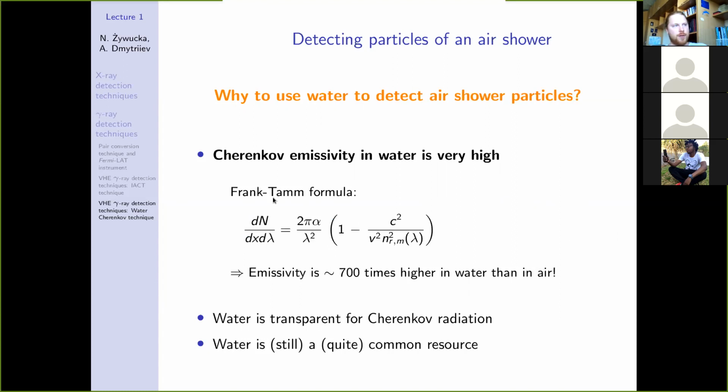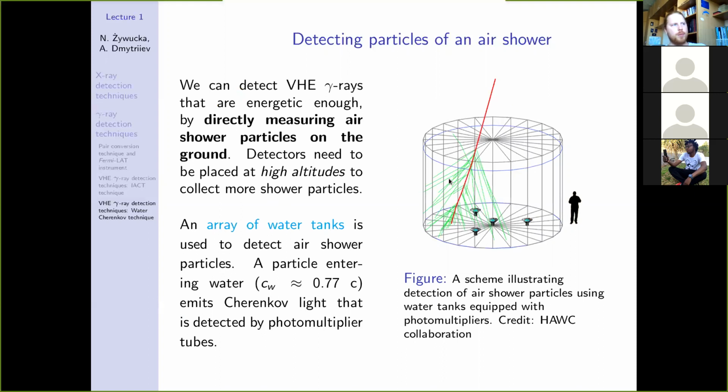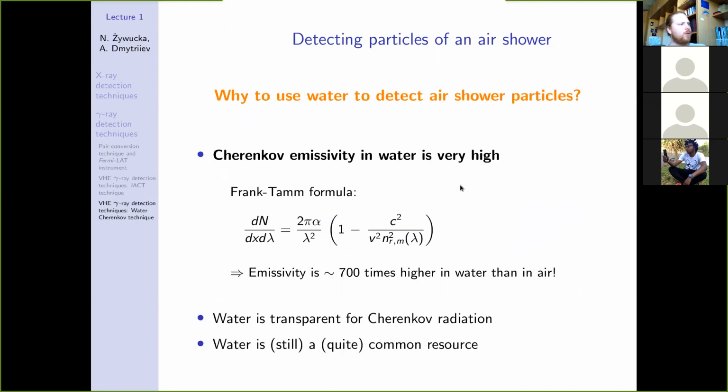And so the Cherenkov emissivity, so how many Cherenkov photons will be emitted along a unit of distance, like along 1 meter, for instance, and over the interval of wavelengths, is given by the Frank-Tamm formula. So this is the expression. This is the fine structure constant, 1/137. Lambda is the wavelength, so it's the UV domain, I don't know, 300 nanometers. And v is the speed of the particle, so it's close to the speed of light in the vacuum, but slightly less.